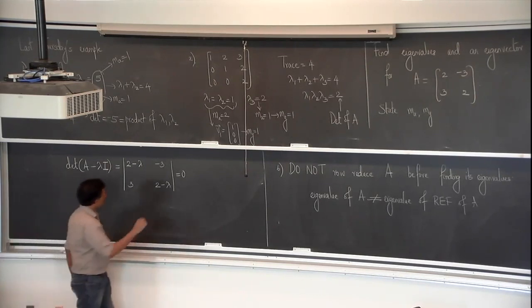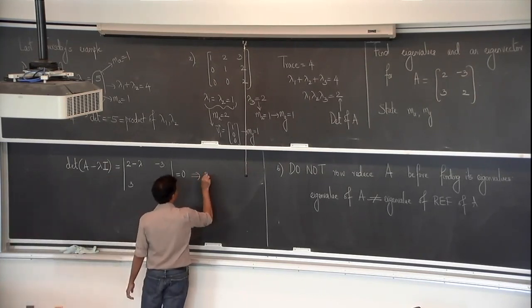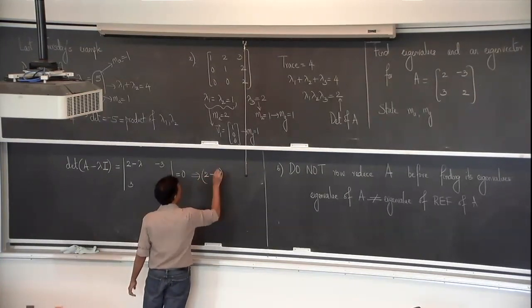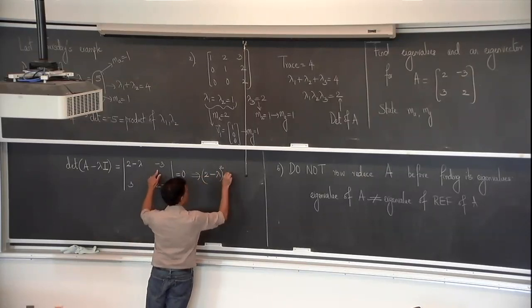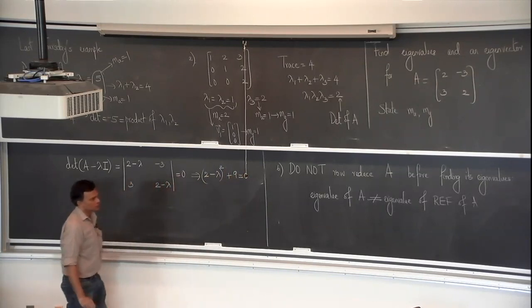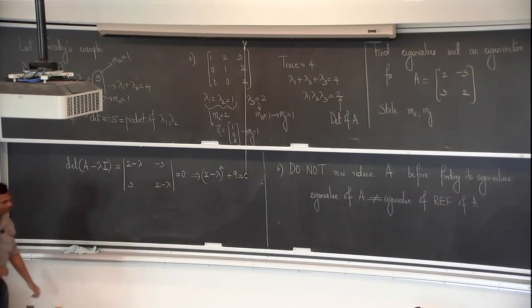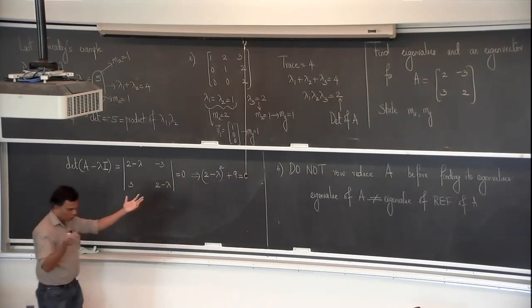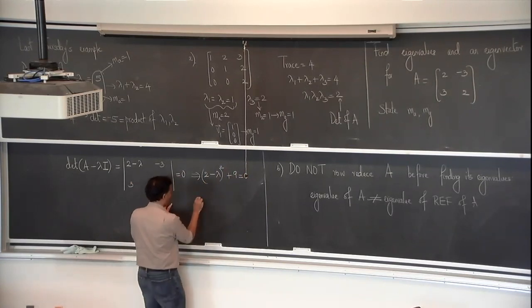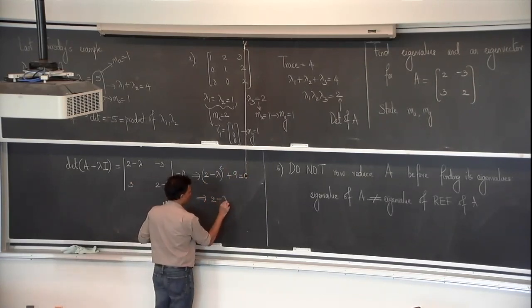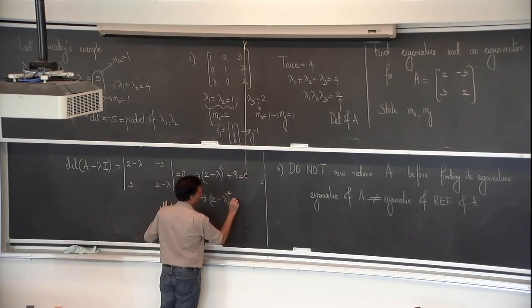All right, so this becomes (2 minus lambda) whole square minus -9, that is plus 9, equal to 0. You could expand this out and then solve it as a quadratic, or you could do the following. It's up to you. (2 minus lambda) whole square equal to -9.